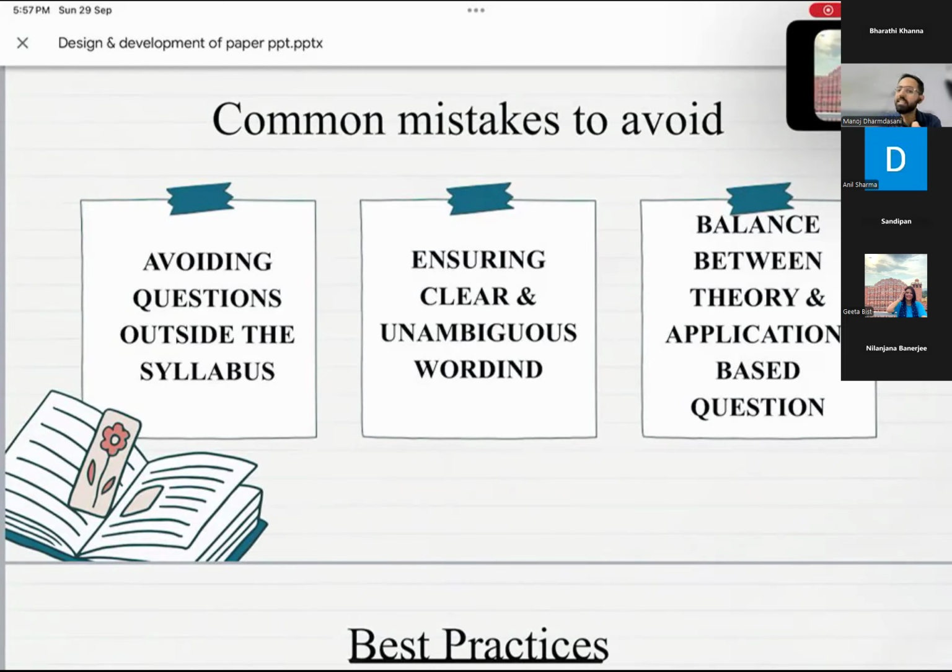And then this third point is one of my favorite questions. Always maintain a balance between theory and application based questions. I have seen papers of a lot of other schools, not Bhavans, other schools. To enhance their announced result, they used to put direct questions. And sometimes those teachers who want to test their students, they used to put a lot of case study questions.